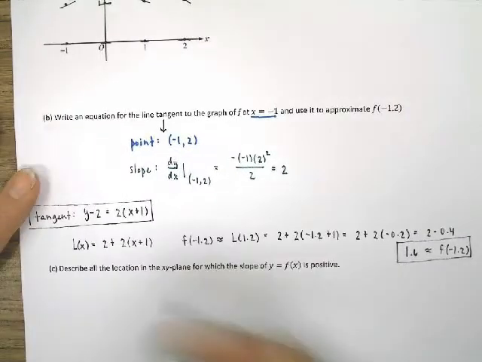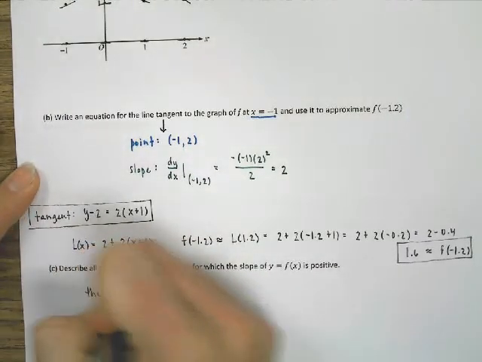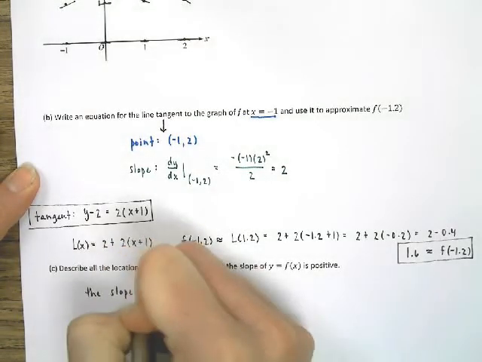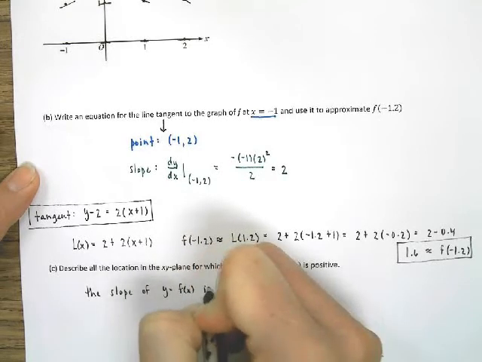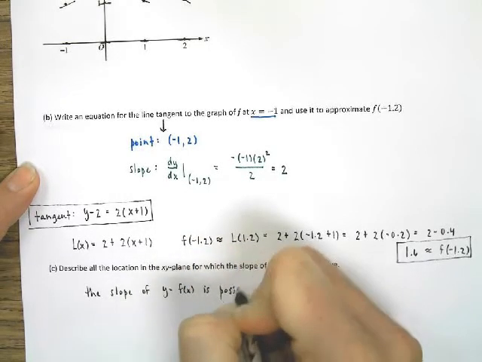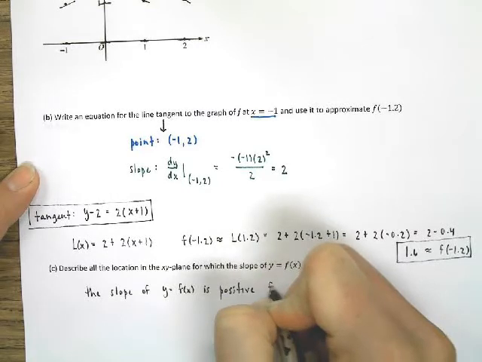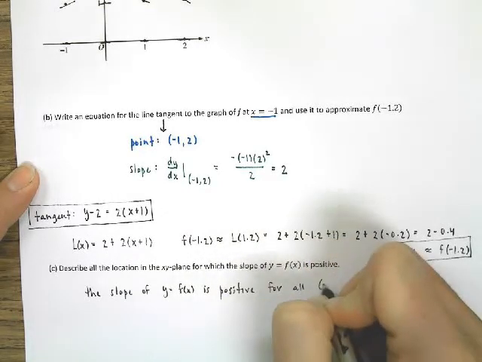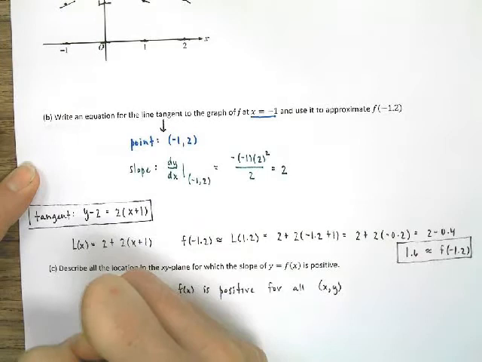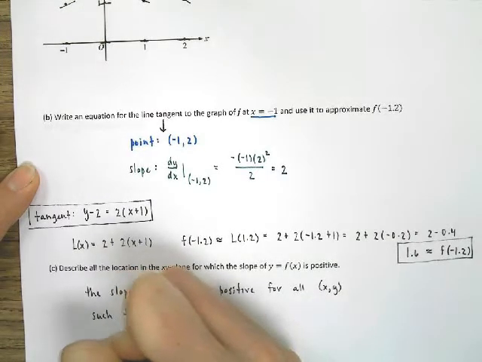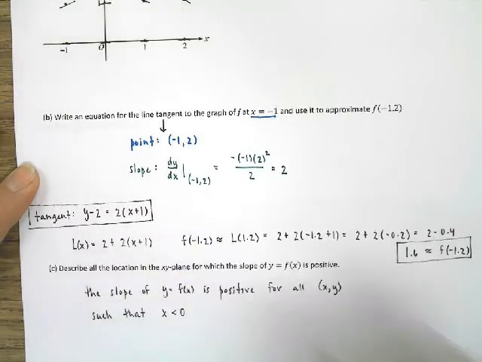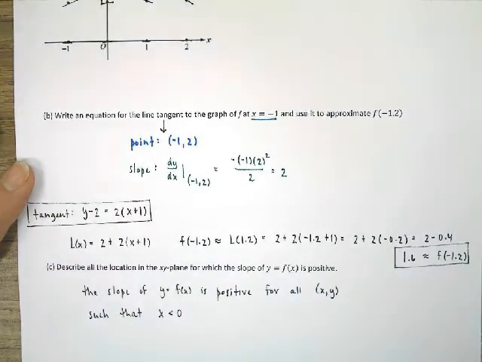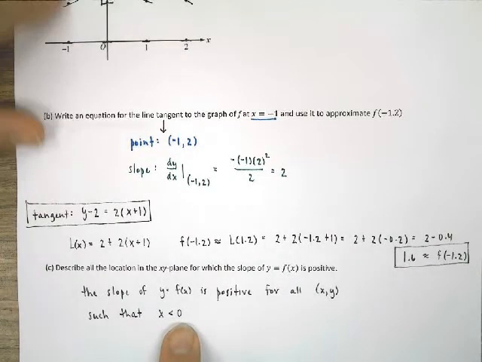So to answer this question, I would say the slope of y equals f of x is positive for all points x and y such that x is less than 0. Now, I do have to be a little careful. So x is less than 0.